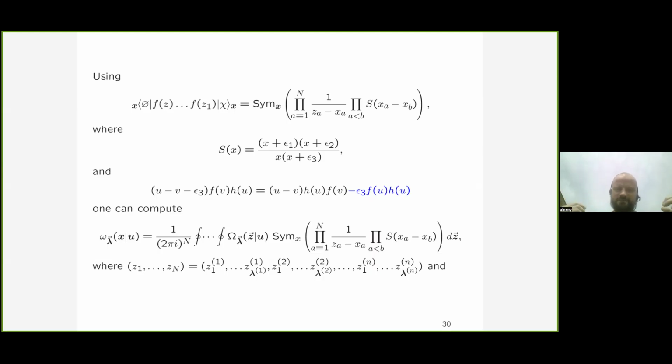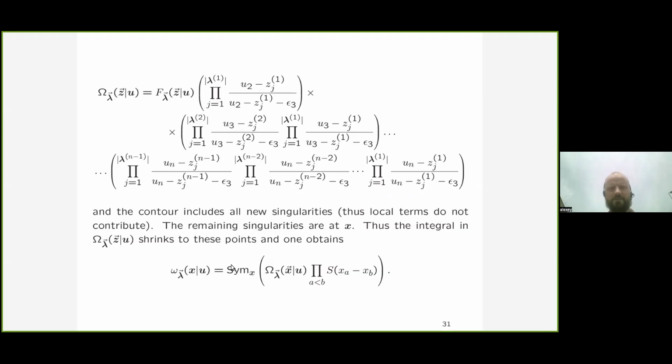But there are singularities which are not surrounded. These are basically the points x, which will be the Bethe roots. So I surrounded everything except x. So that's why by just Cauchy theorem, my integral basically localizes to x. Okay, and this is how, sorry, I had to say this here. So this is how I explicitly obtain the weight function.